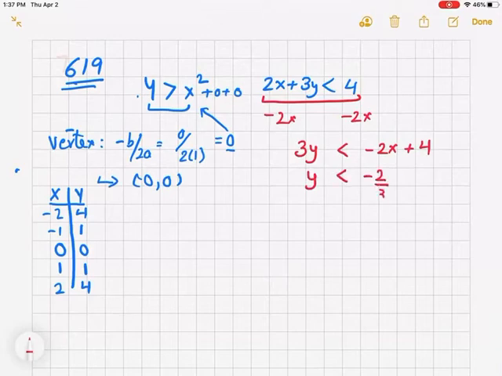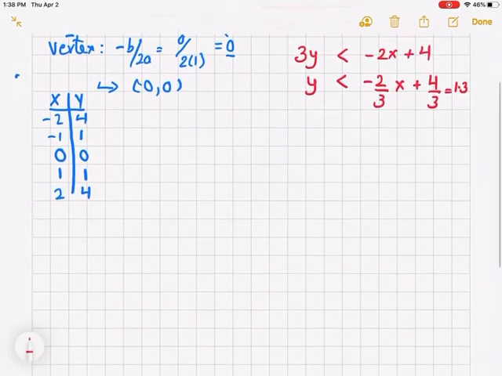I have negative 2 over 3x plus 4 over 3, which can be simplified as 1.3. I would change it to a decimal. Why? Because it's easier to graph a decimal. Time to graph. Let me see if I can draw straight. Oh gosh, it's not straight. But anyways, I'm trying. Here you go.